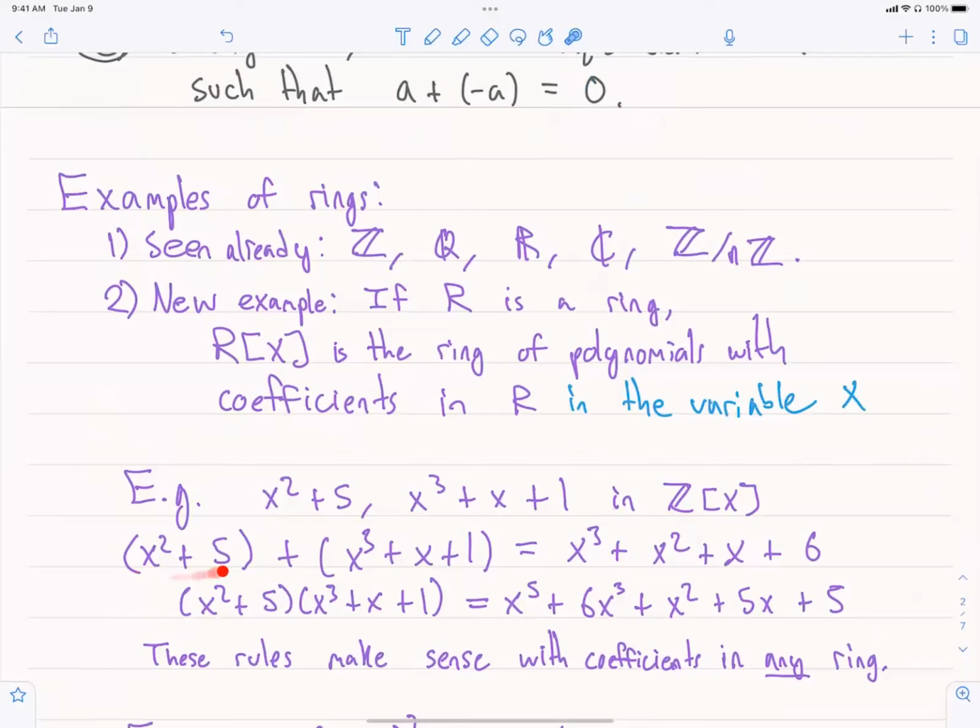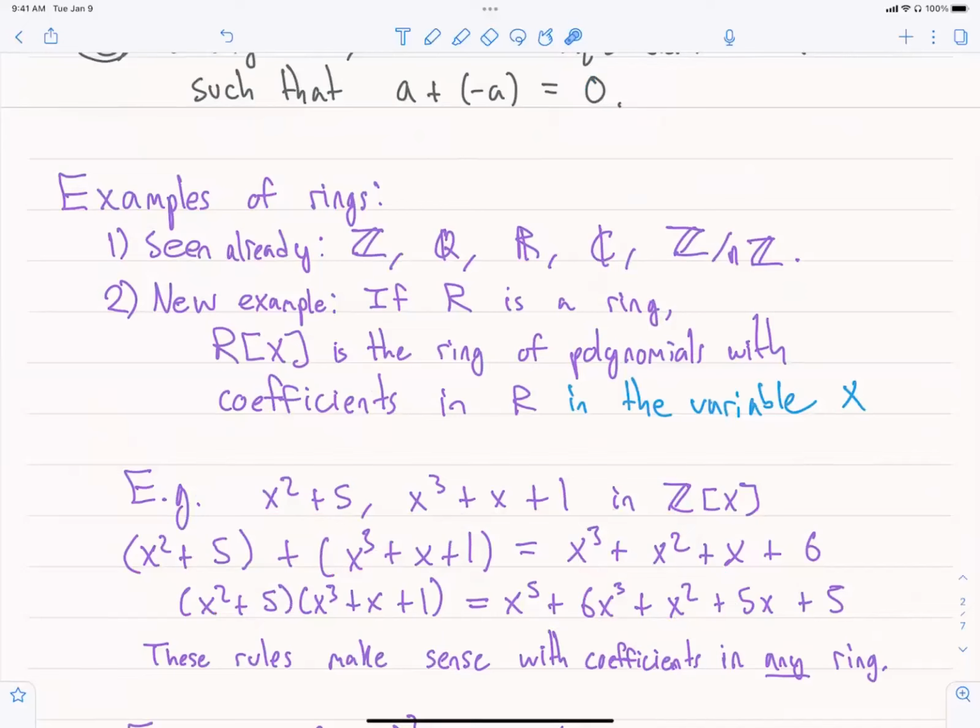If I add those two together, I'll get x cubed plus x squared plus x plus 6, which is again a polynomial with integer coefficients. So I have an addition law. And if I multiply those two polynomials together, I'll get x to the 5th plus 6x cubed plus x squared plus 5x plus 5. Hopefully I did that right, but you can FOIL that out and check. And again, this is a polynomial with integer coefficients.